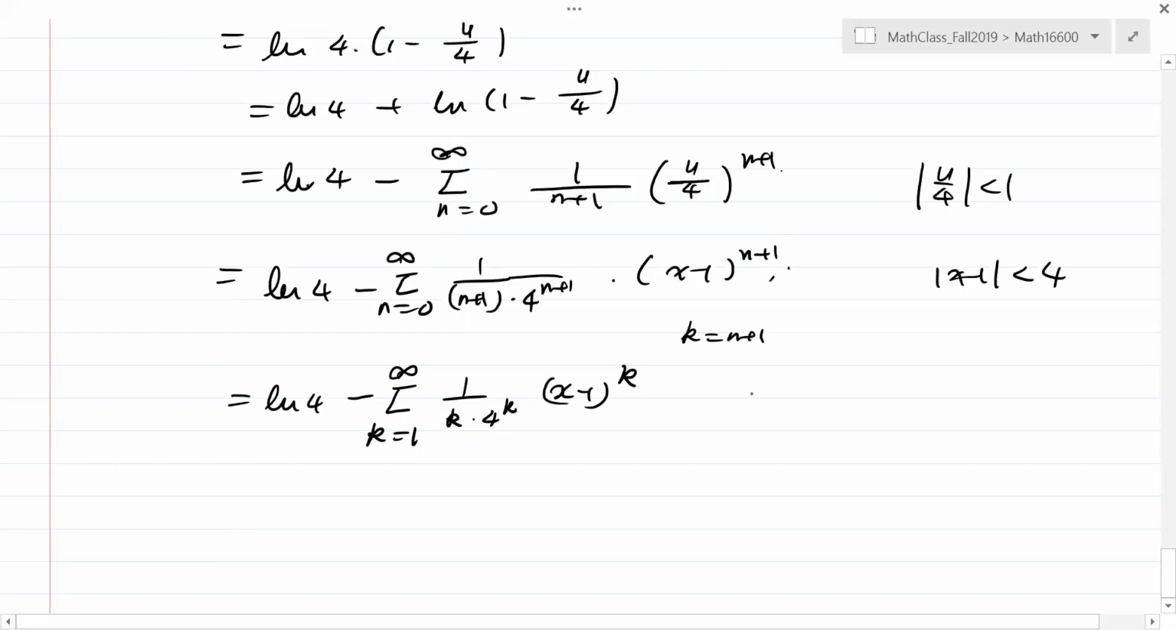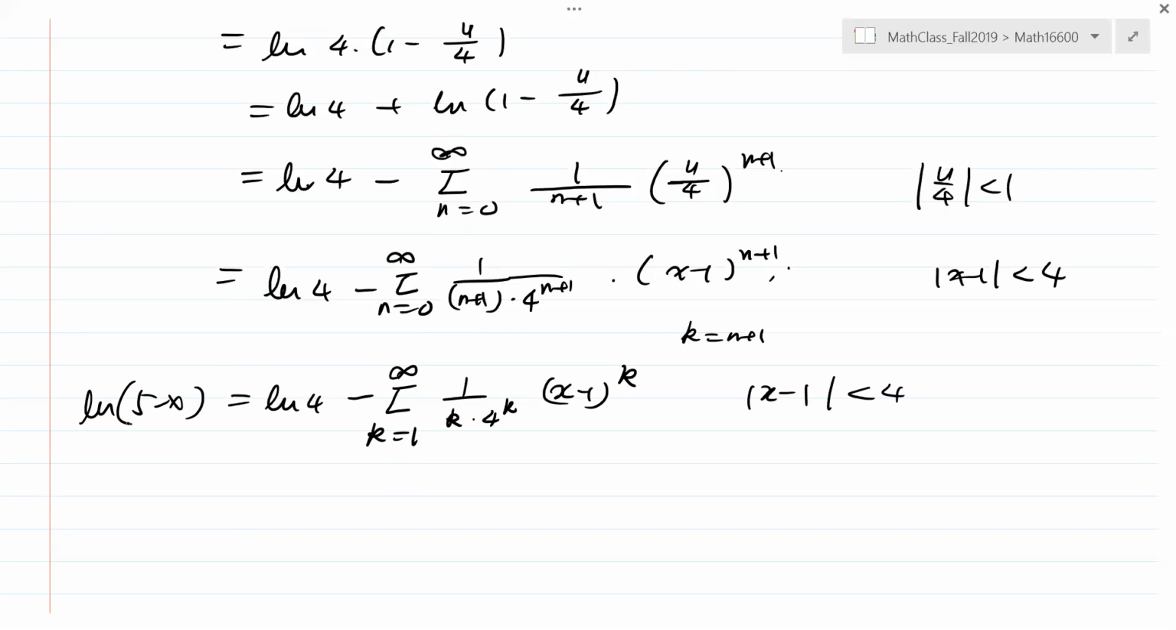And this holds when absolute x minus 1 is less than 4. This is natural log of 5 minus x. So in other words, you can approximate natural log of 5 minus x by this power series. You can choose a sufficiently large n. You can look at the partial sum.